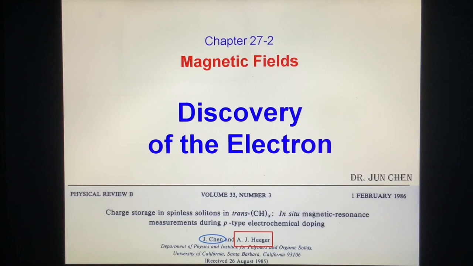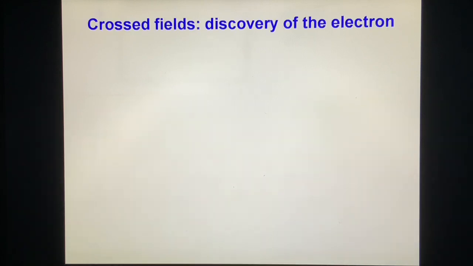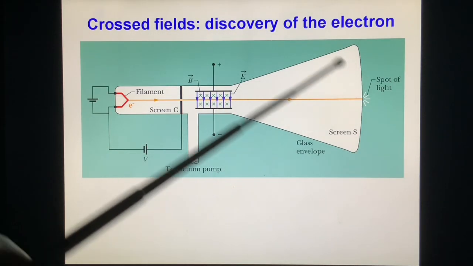Discovery of the electron. Crossed field. You have a magnetic field and an electric field. They are perpendicular to each other. Discovery of the electron. Let's see this kind of device.